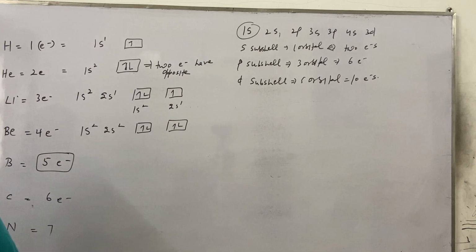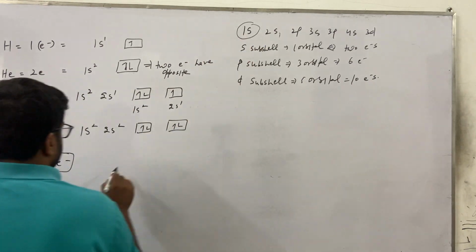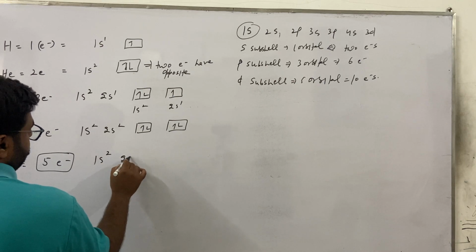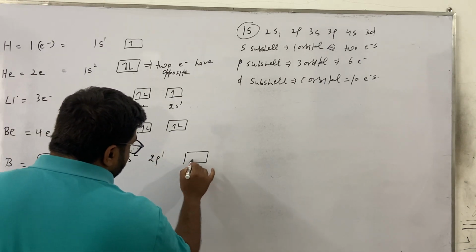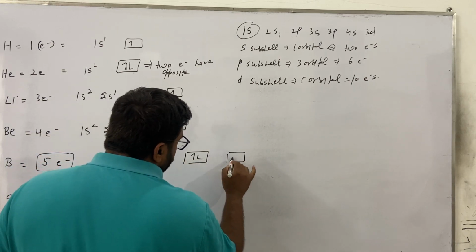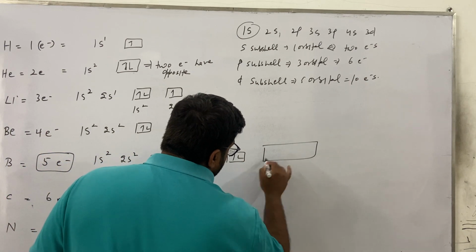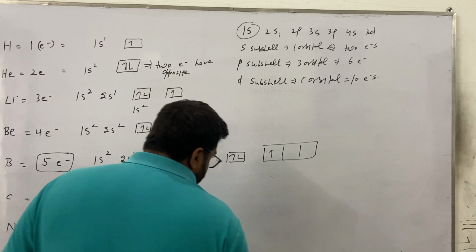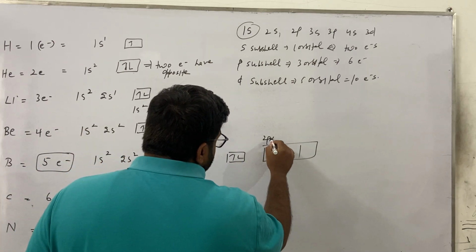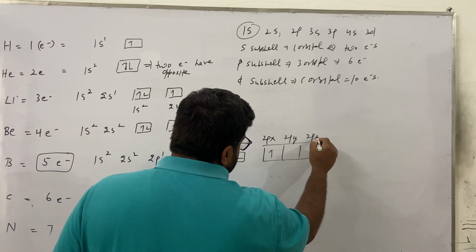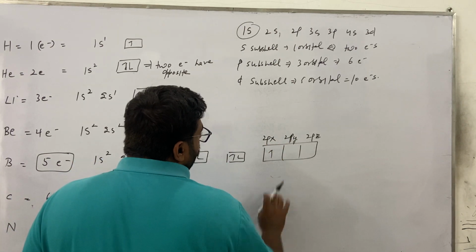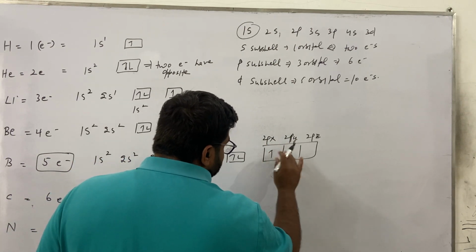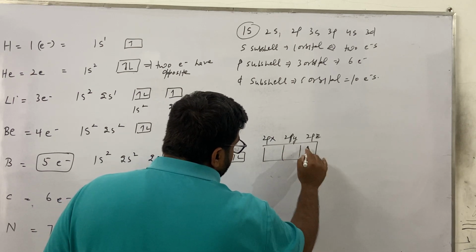There are 5 electrons in boron. I write in 1s there are 2 electrons, in 2s there will be 2 electrons, and in 2p there will be 1 electron. So I can write it as 2 electrons over here, 2 electrons over here, and 1 electron over here. It may be 2px, it may be 2py, it may be 2pz. That means the electron can be in any of the orbitals. You can write it in this way, and you can write it in this way also.